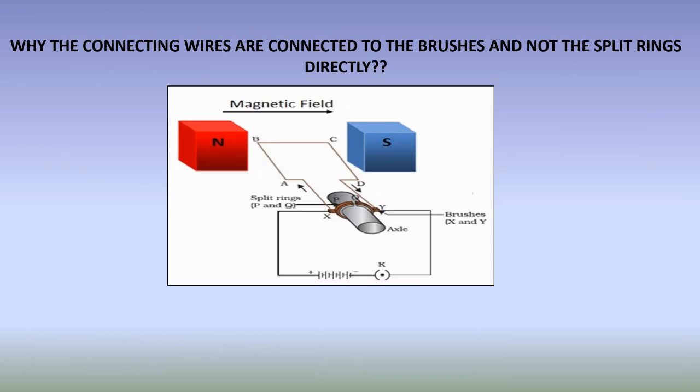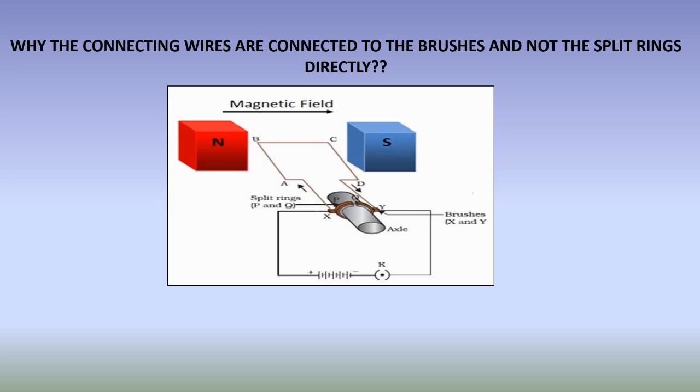Students, if we have seen carefully in this diagram, we can see that the connecting wires coming from the battery are connected to the brushes first, okay, and then the split rings. So basically these connecting wires are connected to the brushes and the brushes are connected to the split rings, and then these two are connected to the coil, and then the current is passed. But why are the connecting wires connected to the brushes and not the split rings directly?